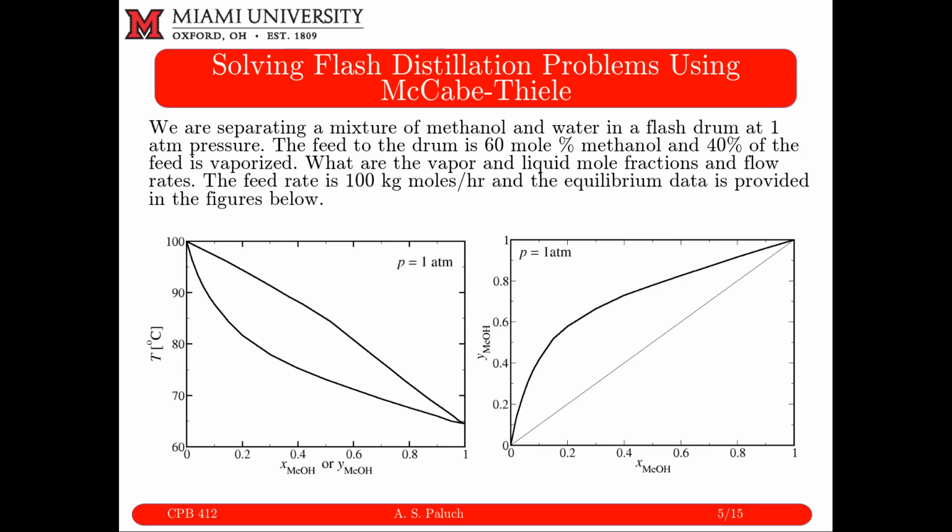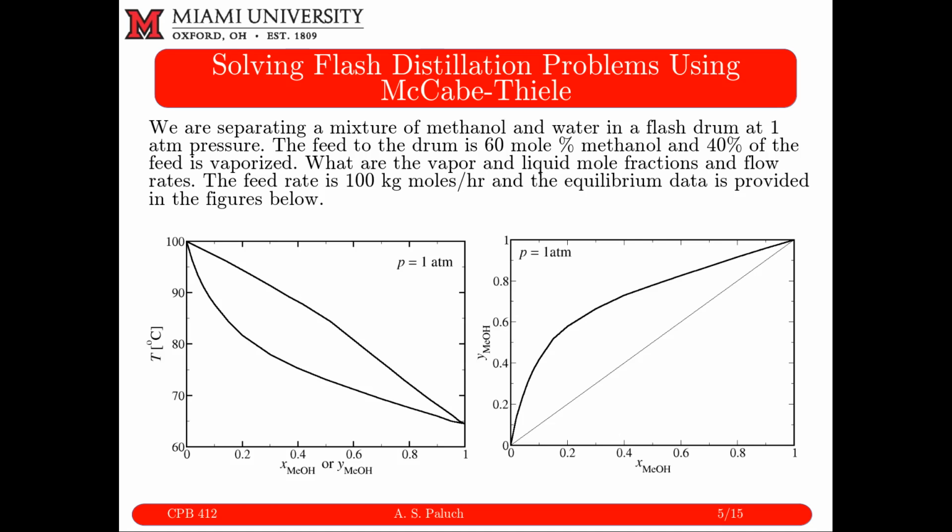So we're separating a mixture of methanol and water in a flash drum at 1 atm pressure. The feed to the drum is 60 mole percent methanol, and 40% of the feed is vaporized. What are the vapor and liquid mole fractions and flow rates? The feed rate is 100 kilogram moles per hour, and the equilibrium data is provided in the figures below.